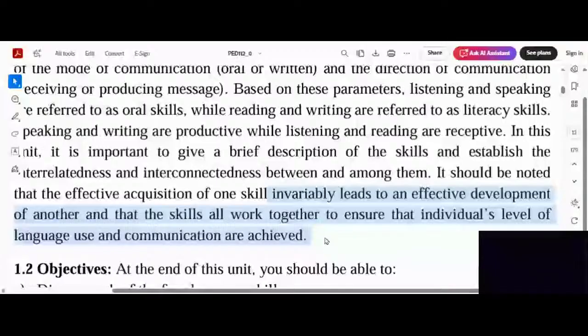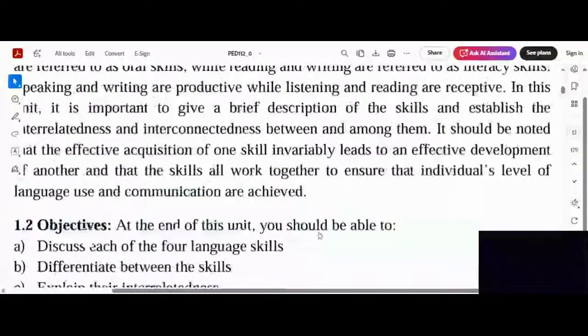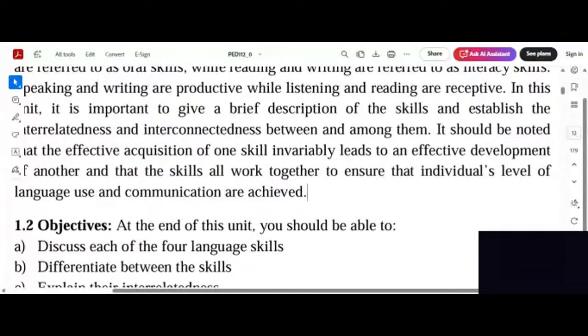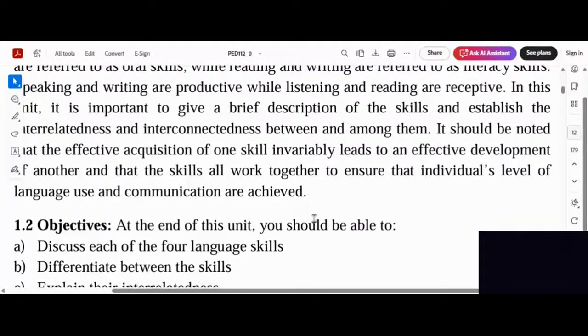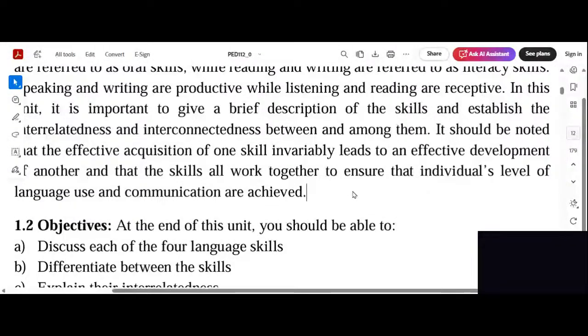What we're just trying to say is that imagine if you said you are good in a language and you can only speak it. So when somebody is speaking the language to you, you can't listen to it, you can't understand what the person is saying. Or you can only write it down, but you cannot read it. Then something is wrong. There is an interrelationship between them.